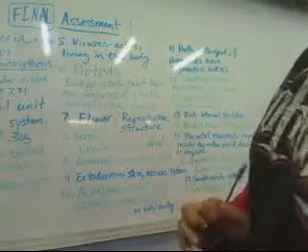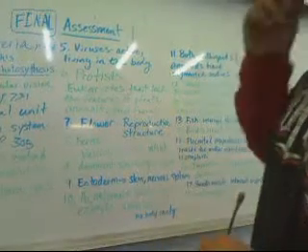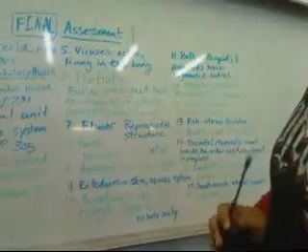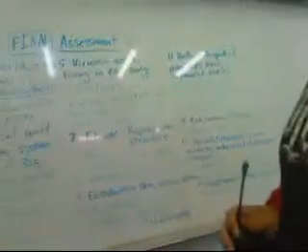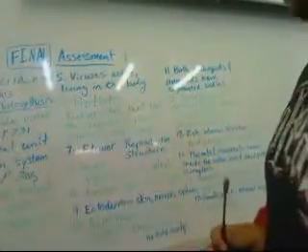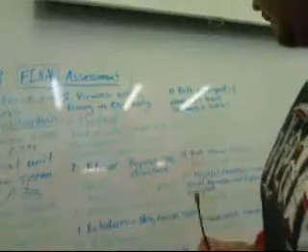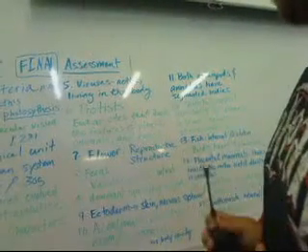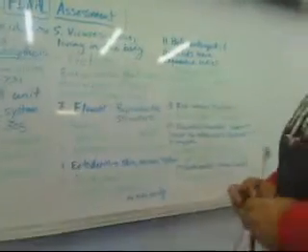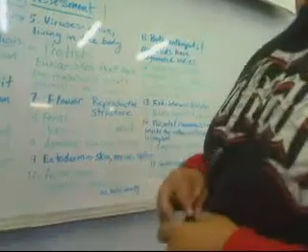8 is ferns are vascular plants without a dominant sporophyte form. And 9 is ectoderm in the embryo turns into skin and the nervous system.